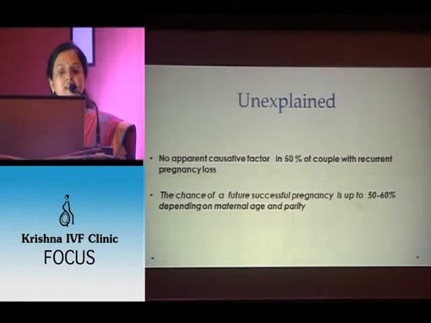Moving on to unexplained recurrent pregnancy loss. No apparent causative factor was seen in 50% of the couples with recurrent pregnancy loss. And chances of future successful pregnancy is about 50 to 60% in these couples, depending on the maternal age and parity.